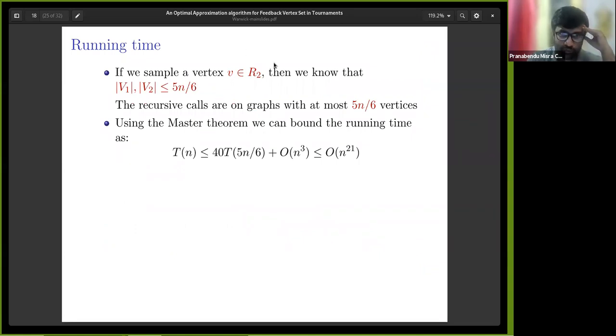If you look at one step of the algorithm, we have taken a graph on n vertices, and then we sample some 20 pivot vertices, and using those 20 pivot vertices, I make some 40 recursive calls, like 2 for each pivot vertex. And then we combine the solutions received from these recursive calls, which takes some time, maybe order quick time or something. So you can write down this recurrence, and then the master theorem tells you that the running time of this recurrence is n raised to 21, which is a polynomial in n.